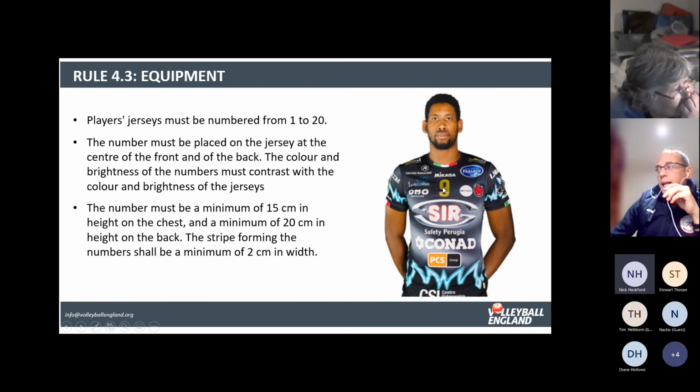And you can see from Leon's kit that they've got as much advertising as they possibly can on the shirt, and they've still got the number in the right place. It may not be the right size, but I'm not going to measure how big Leon is, so I don't know whether that might be 15 centimeters anyway. But that's what we should be looking for.